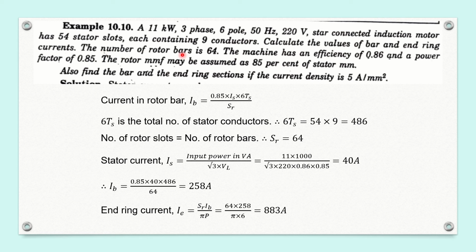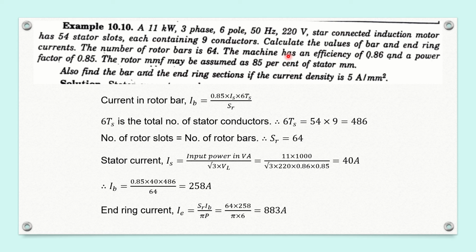The number of rotor bars is 64. The machine has an efficiency of 0.86 and a power factor of 0.85. The rotor MMF may be assumed as 85% of stator MMF. Also find the bar and the end ring sections if the current density is 5 ampere per millimeter square.